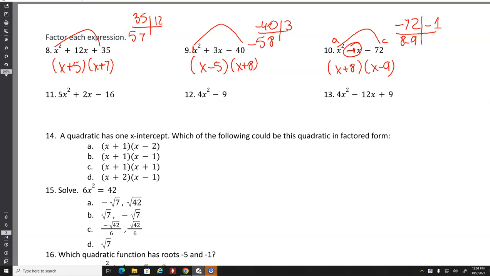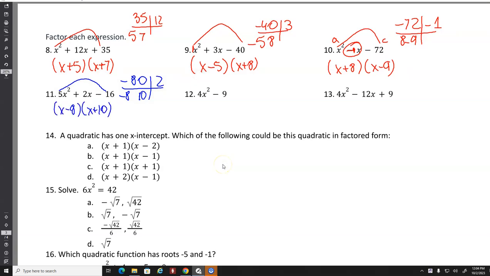Now, here I got a 5 as a leading coefficient, so I've got to make sure in the end I divide. Let me multiply 5 times negative 16, which is negative 80, and it has to add to 2. The two factors that I found were 8 and 10. 8 times 10 is 80, and to get the positive 2, 8 has to be negative. So I'm going to have x minus 8 and x plus 10. Now I'm going to take this leading coefficient 5 and divide both by 5. 8 does not divide by 5, so I'm going to move that 5 in the front and make it 5x minus 8. Since 10 does divide by 5, I'm just going to divide it to give me a positive 2.